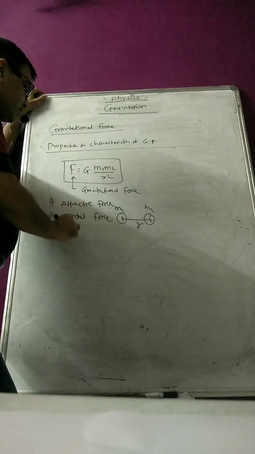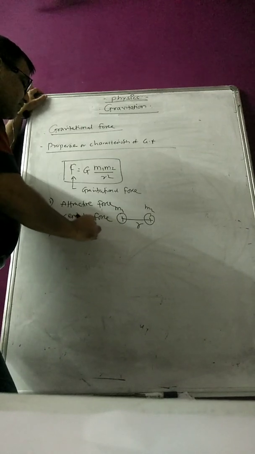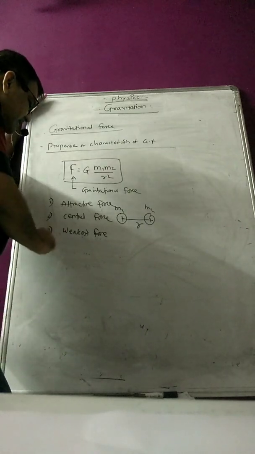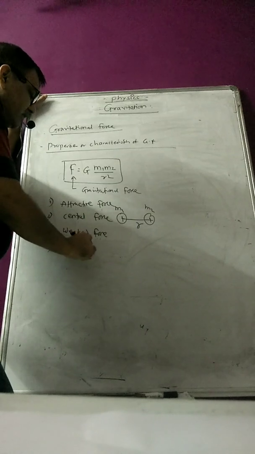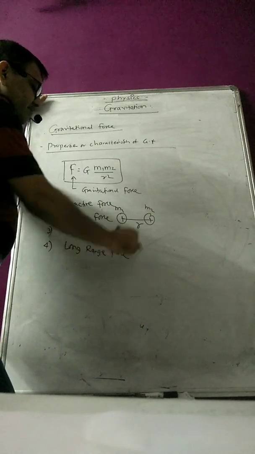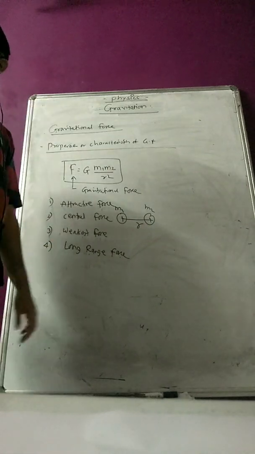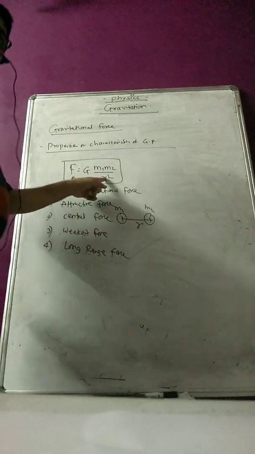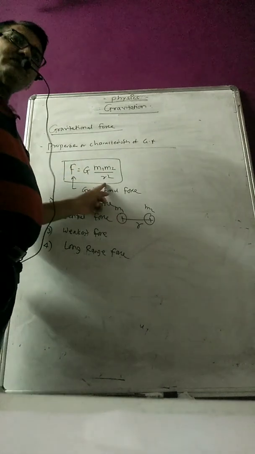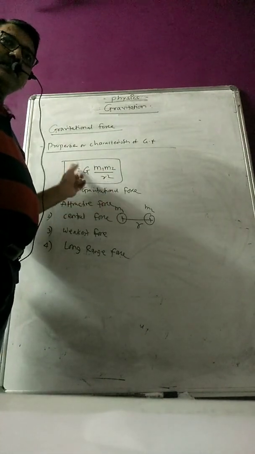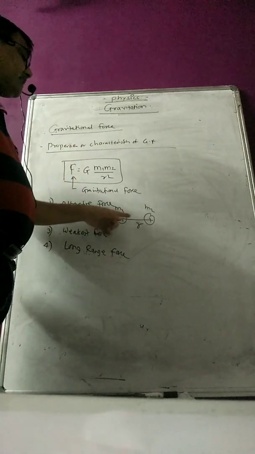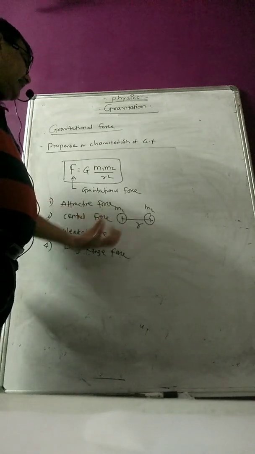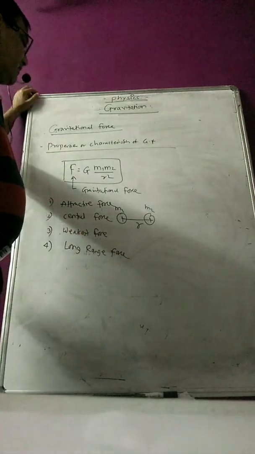This is the weakest force in the universe. Now this force is a long range force. Long range means up to what, sir? Up to infinity that force can exist, but if you put infinity, the force will become 0, because anything upon infinity will be 0. So you have to consider infinity as up to 100 meter, 200 meter, 300 meter. Up to there one body will be attracted towards the other body. That is the long range force.